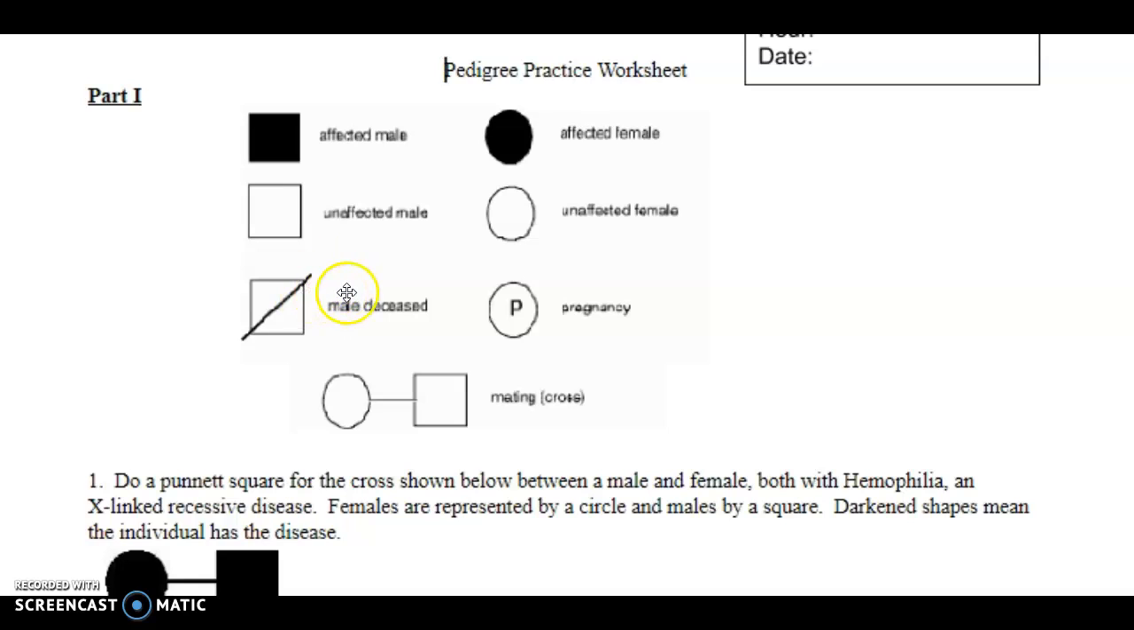Male deceased, that's the new one we haven't seen. If it's a line through, just know that means that they're deceased. Again, females are circles. If they're shaded in, it means they're affected by the trait that we're looking at. And there's another new one. If it has a P in it, there's a pregnancy there.